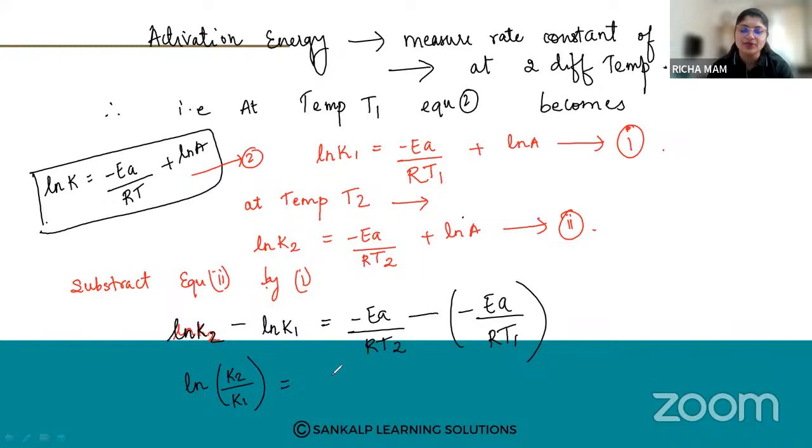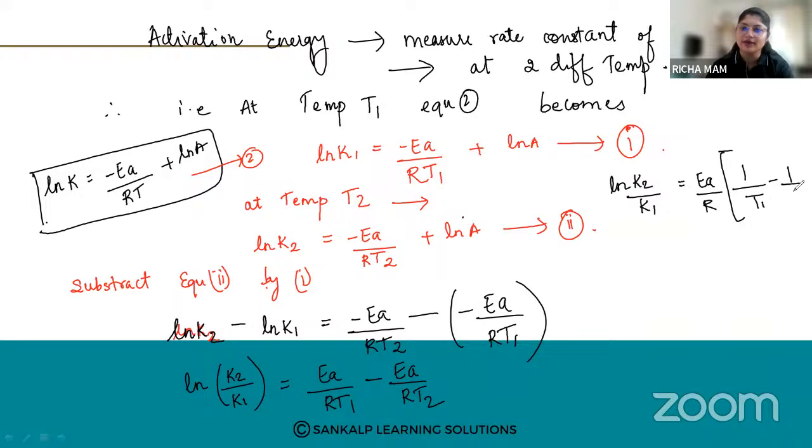Now I'll take Ea/RT1 on this side, taking the minus common, so it will be Ea/RT1 minus Ea/RT2. So ln of k2 by k1 is equal to... what is common here? Ea, the activation energy, is common. So Ea by R is common, times (1/T1 minus 1/T2). Now this is ln, so let us convert it to log base 10.